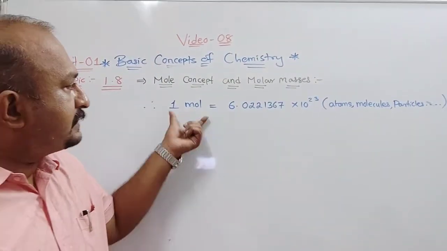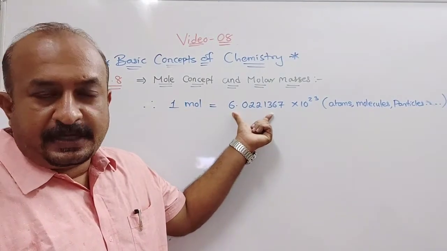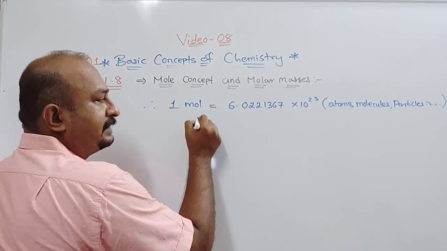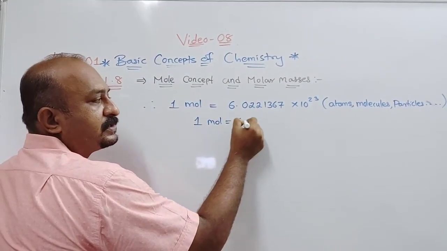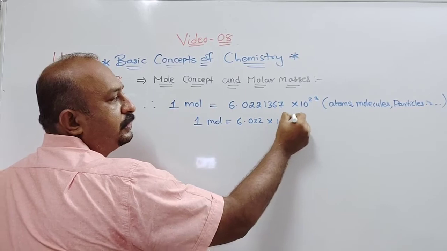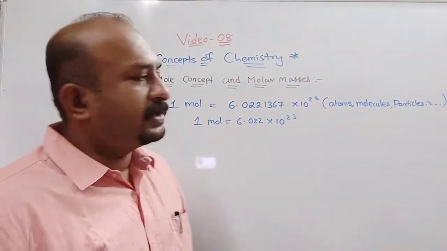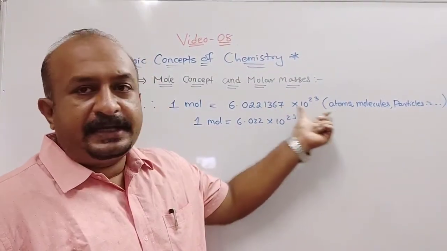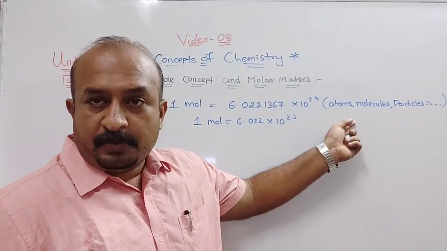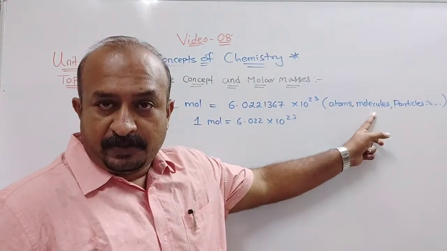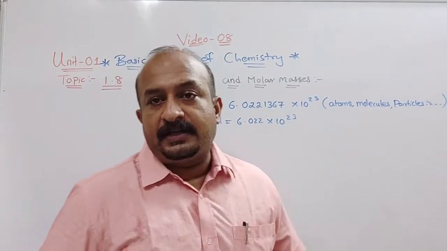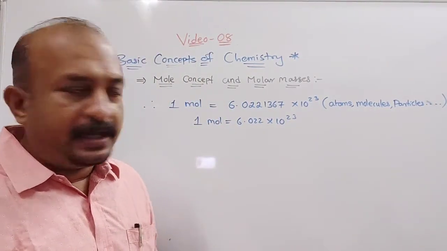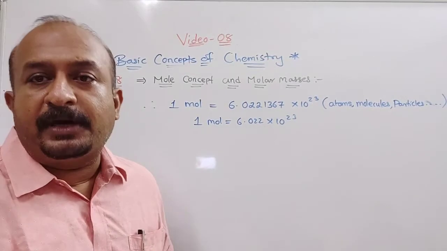Now you can see here 1 mole is exactly a bigger number, but for your convenience we write 1 mole is equal to 6.022 into 10 raised to 23, because of rounding off. So 1 mole can be this many atoms when we talk about atoms, this many molecules when we talk about molecules, and this many particles, electrons, neutrons, if we talk about that. So 1 mole is equal to this number.